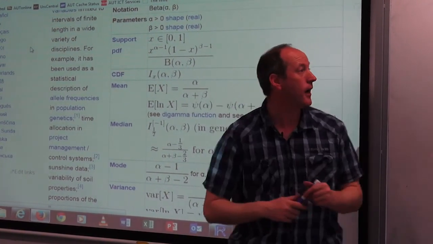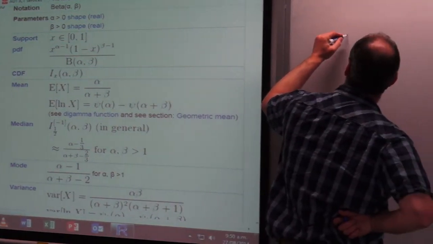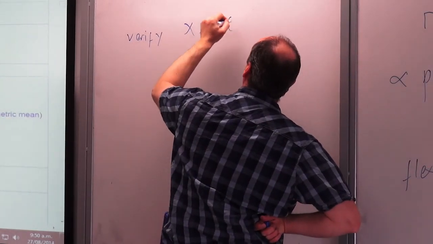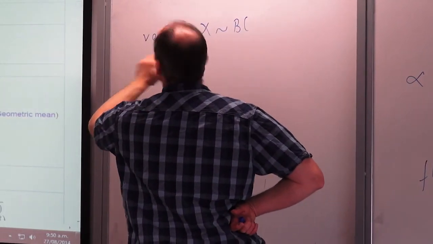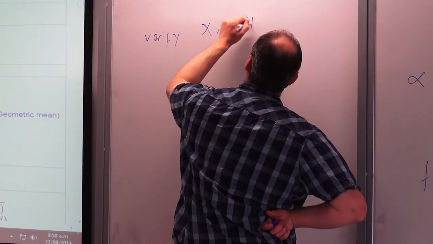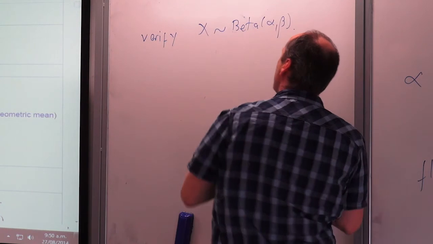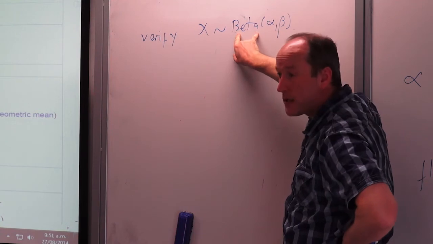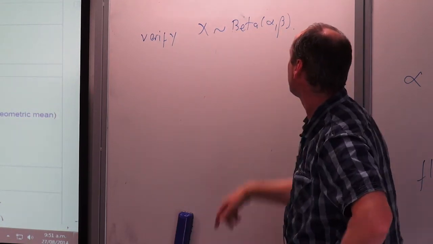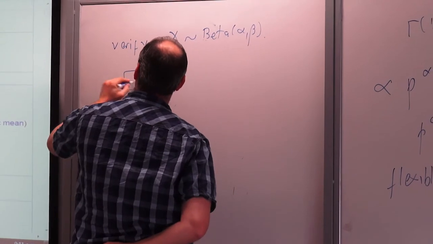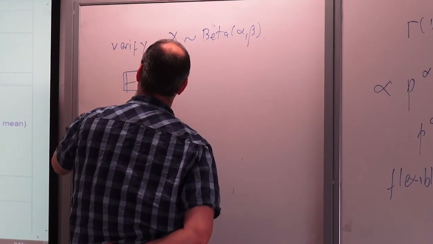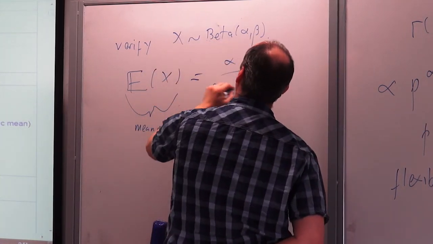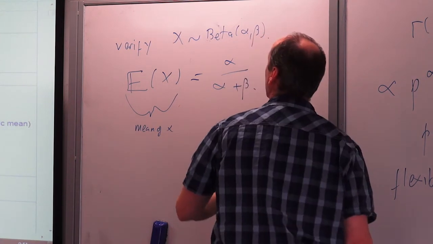But what we can do is, let's verify numerically that if x is distributed as beta of alpha and beta. Let me just say this formula again. The random variable x is distributed as a beta random variable with parameters alpha and beta. Then the expectation of x, which is the mean of x, equals alpha over alpha plus beta. I want to verify that numerically.